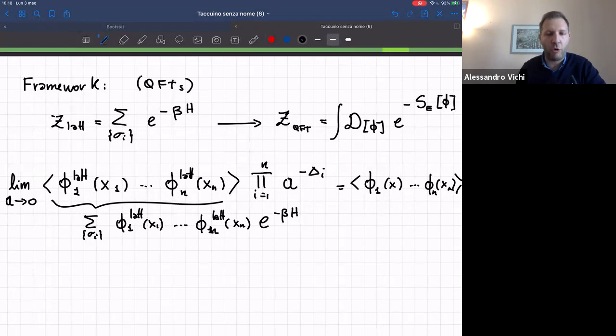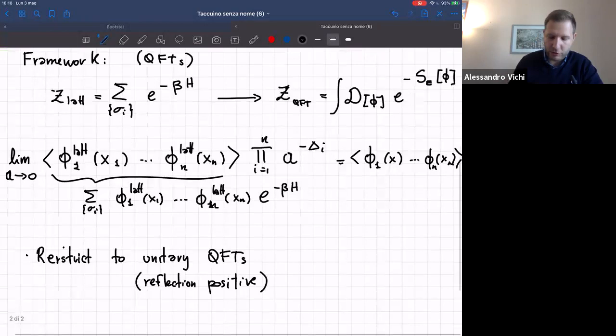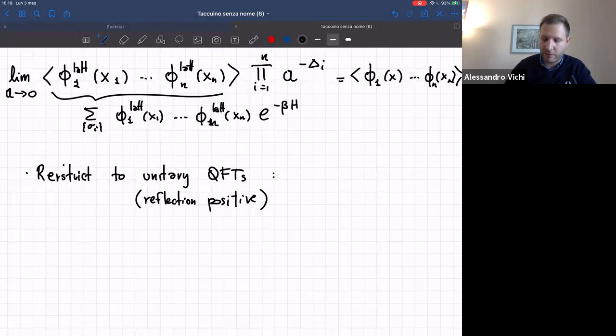On top of this, we will not only use quantum field theory, but we will restrict to unitary quantum field theory. Or in the language of Euclidean quantum field theory, by unitary we mean reflection positive. And I will come back to this, mostly to the implications of this, but also I will try to define a little bit better what it means to have a reflection positive theory.